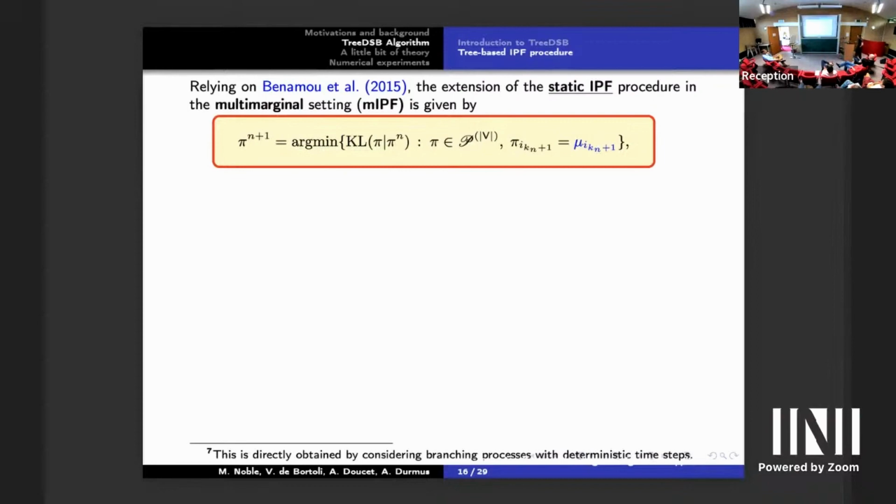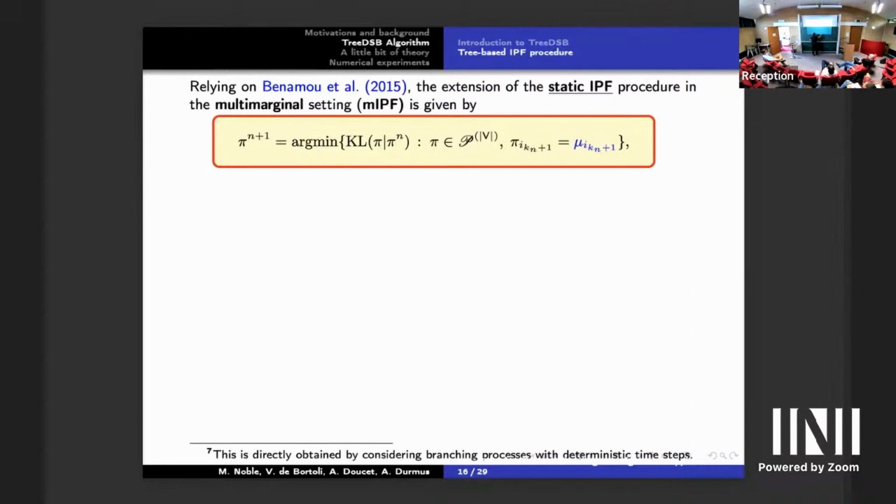Yeah, sorry. So just to be clear, this is where you have your marginal constraints. Let's say mu1, mu2, mu3, mu4. Okay, right. And then the gain is simply the iterations.